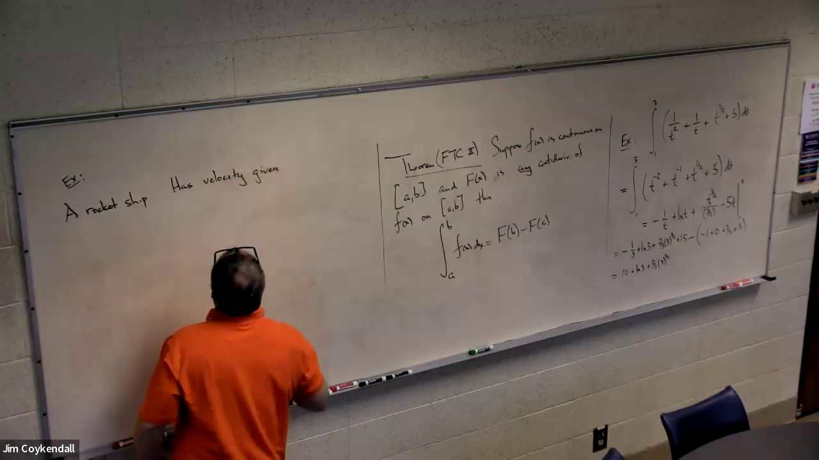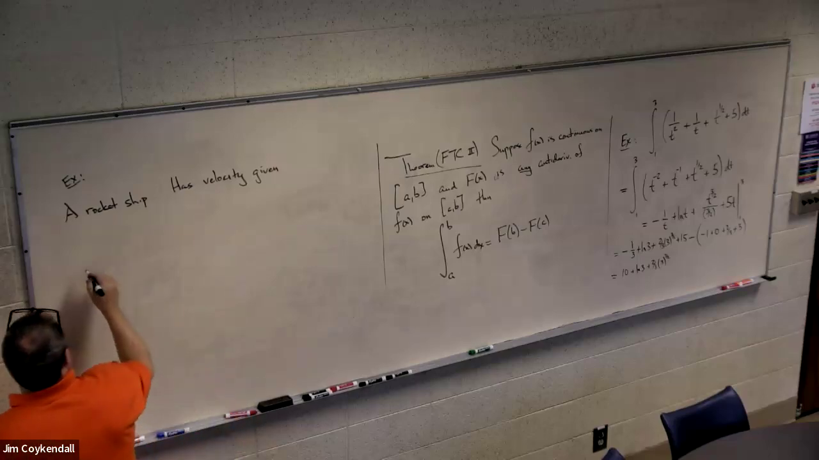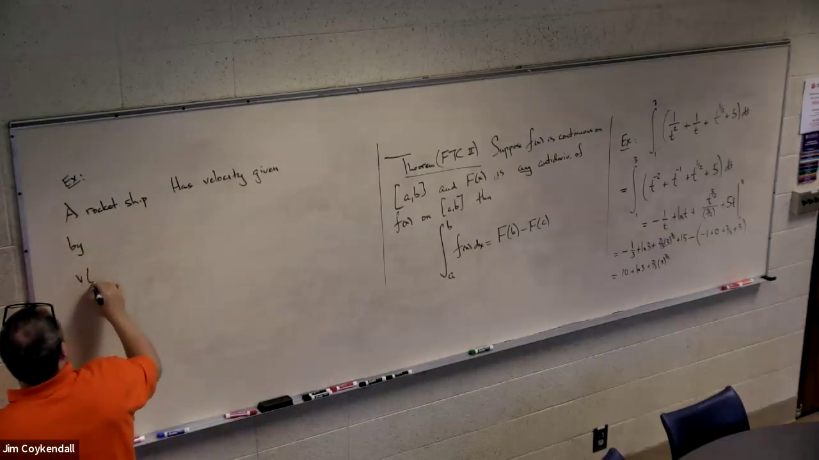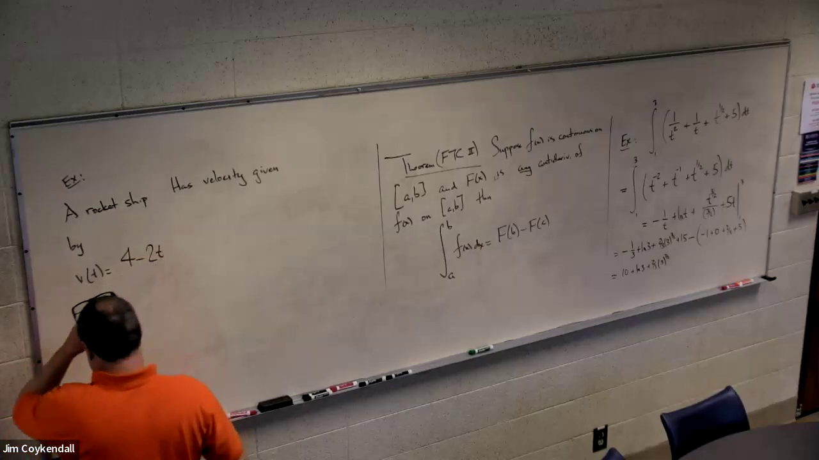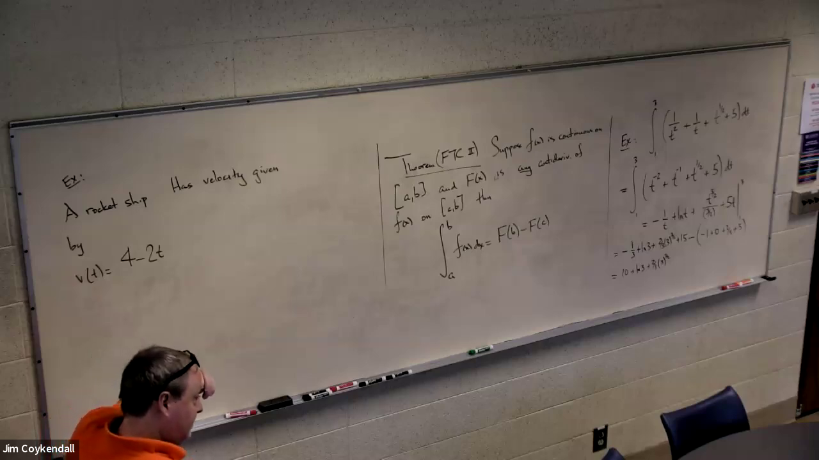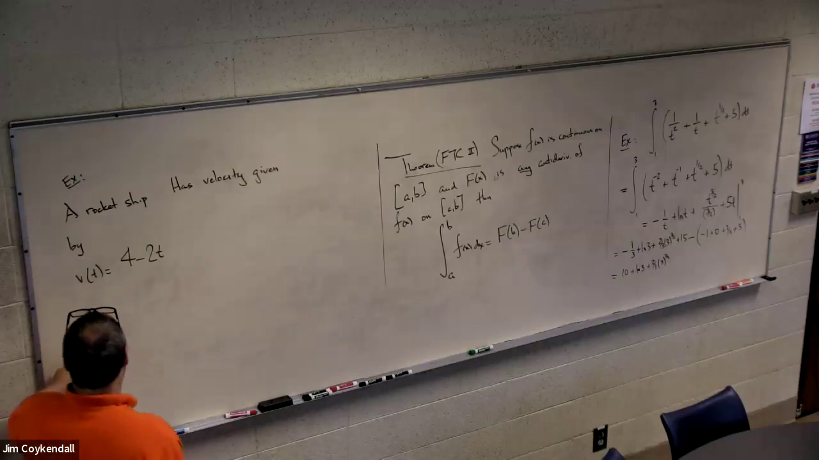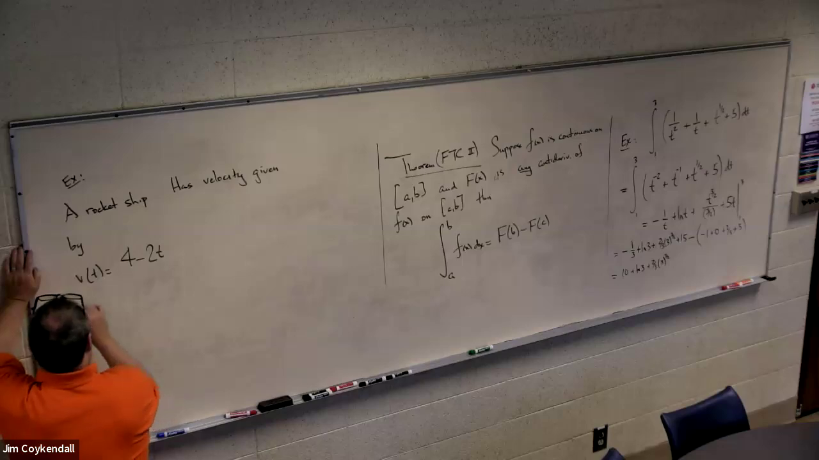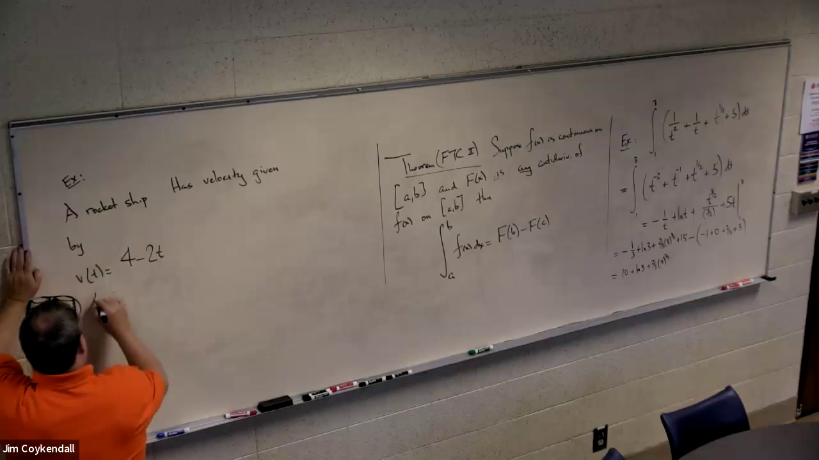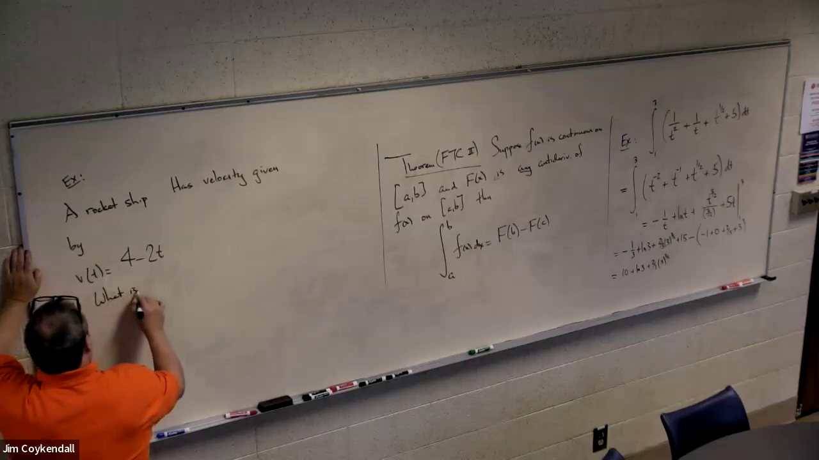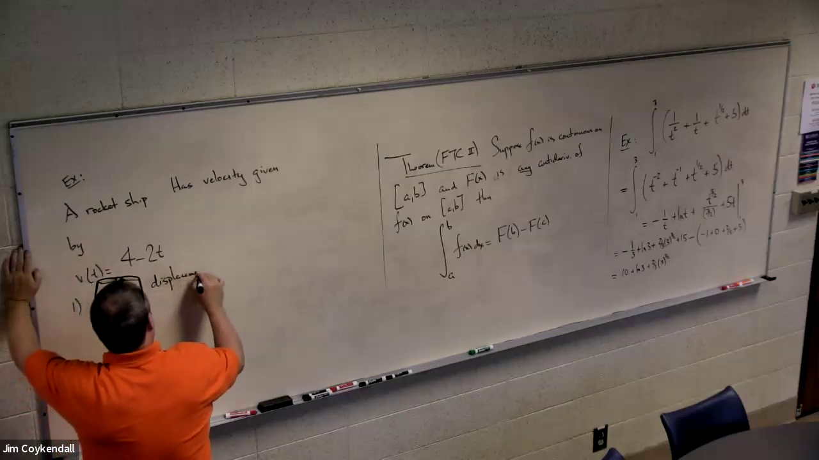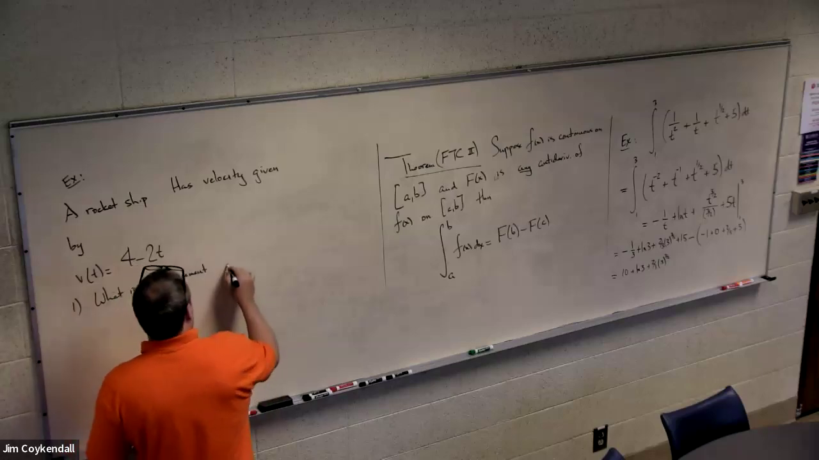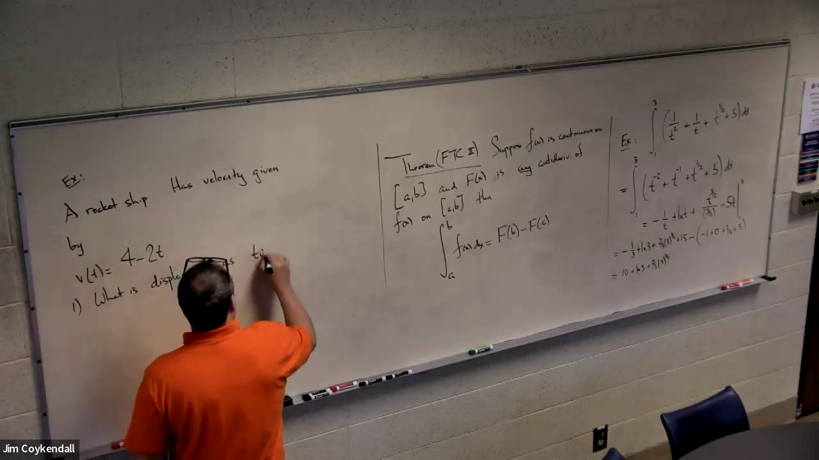I'm going to make the units off. This block is going to be by. V of t is 4 minus 2t. What is it? What is displacement? As time goes on.